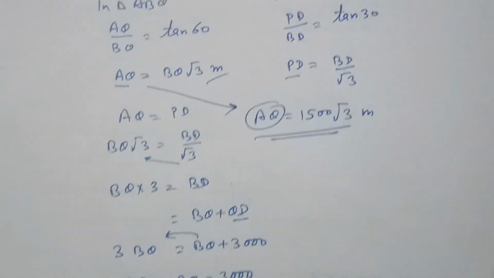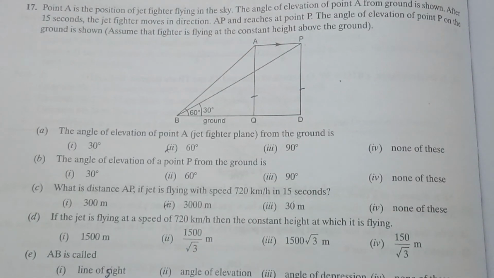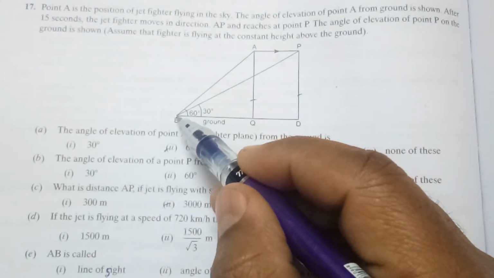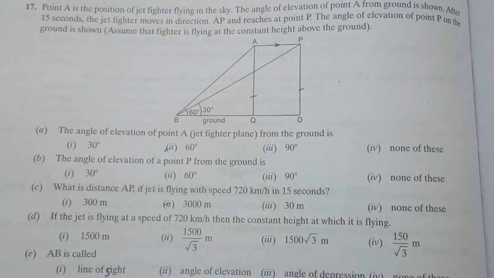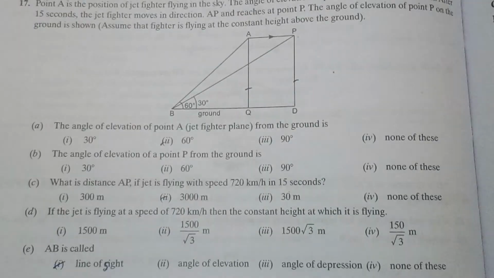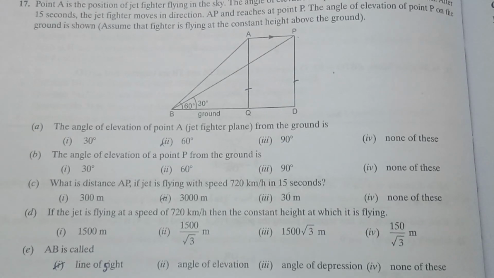Now the next part is AB. AB is called the line of sight. This is a direct answer. AB is called the line of sight for point A. So these are the answers for these questions.